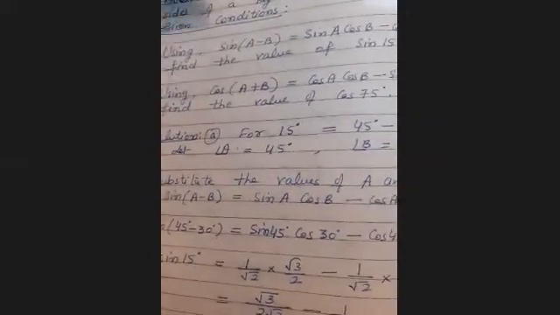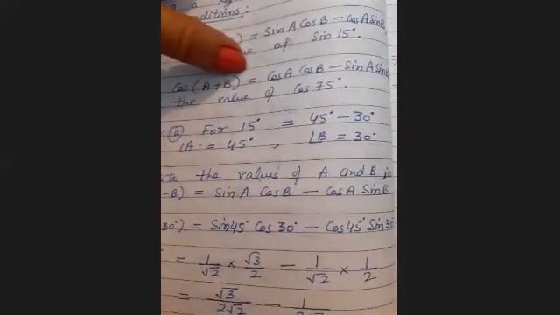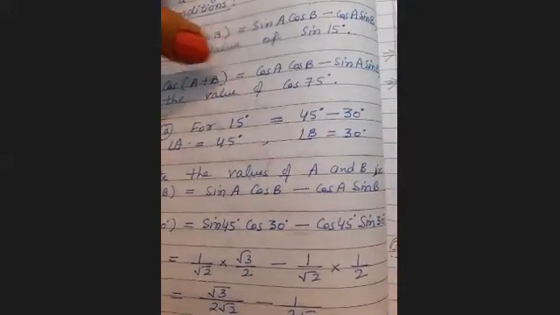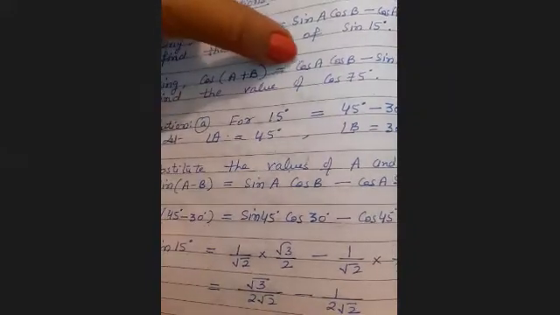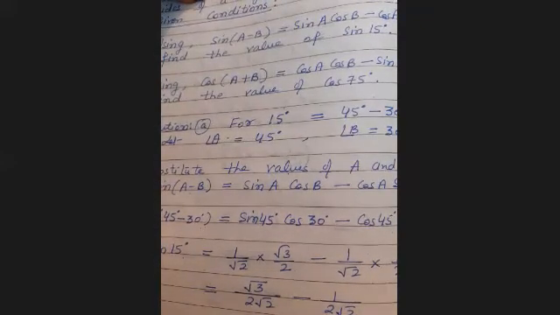Similarly, we can find out the value of the second expression, which is cos (A plus B), which is equal to cos A cos B minus sine A sine B. And we have to find out the value of cos 75 degree. For this, what to do? Again, we have to choose angles A and B. When we take 45 and 30 and add both of them, we are getting 75.